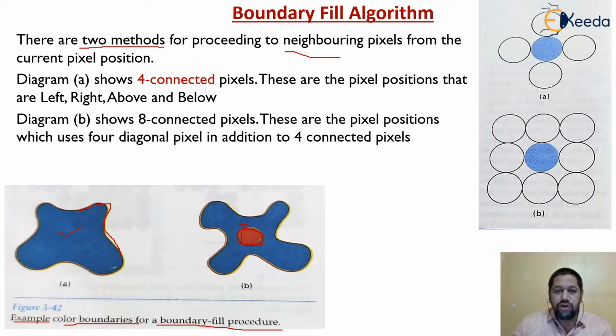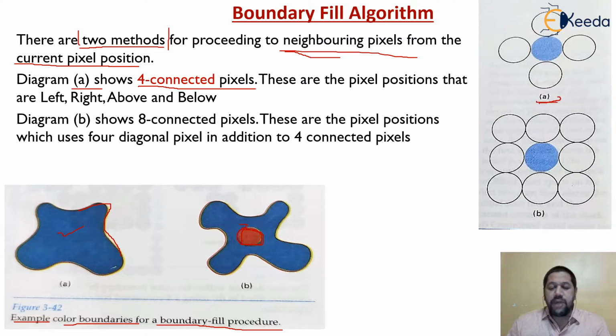How are the neighboring pixels considered from the current pixel position? There are two methods. Whenever I consider the neighbor pixels of my current pixel, I have two methods. The first one is diagram A, which is known as four connected pixel. So I'm considering my neighbors as four connected: left, right, above, and below.